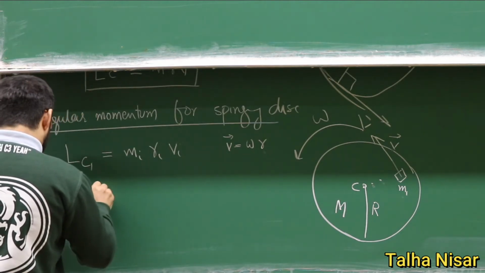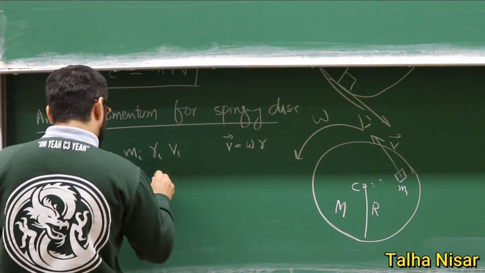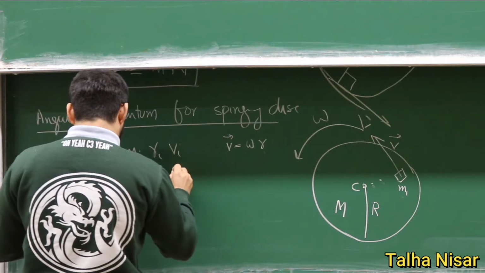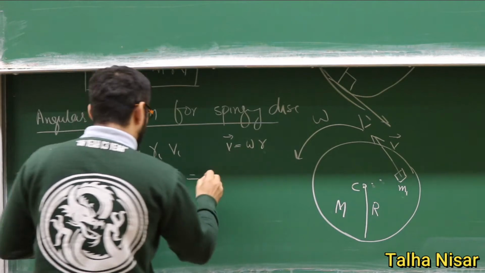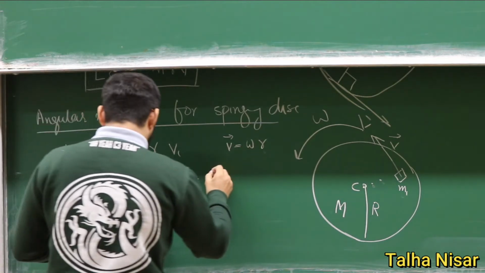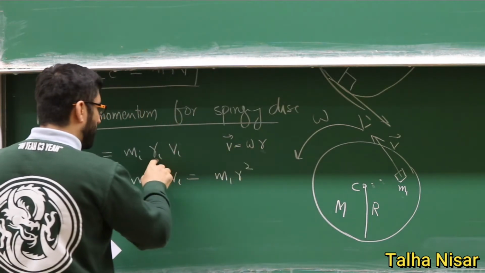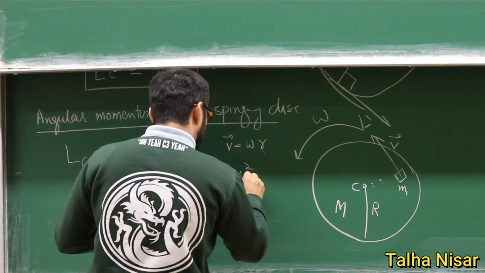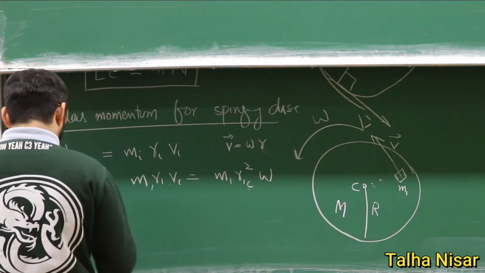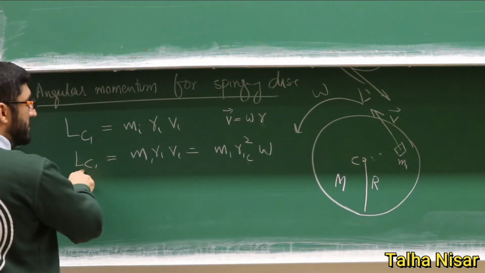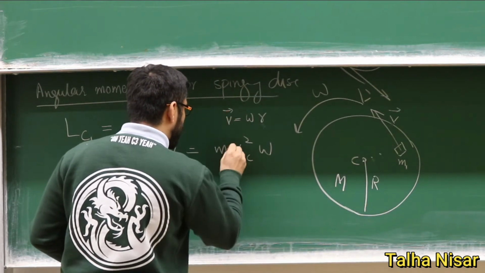So we have L_C,i equals m_i r_i v_i. If we insert the value of v_i here, we will get m_i r_i squared, because we have one r here and one r was already here. This is with respect to the center point C, times omega. And now we have the angular momentum. This is the angular momentum for this small little mass, m_i.